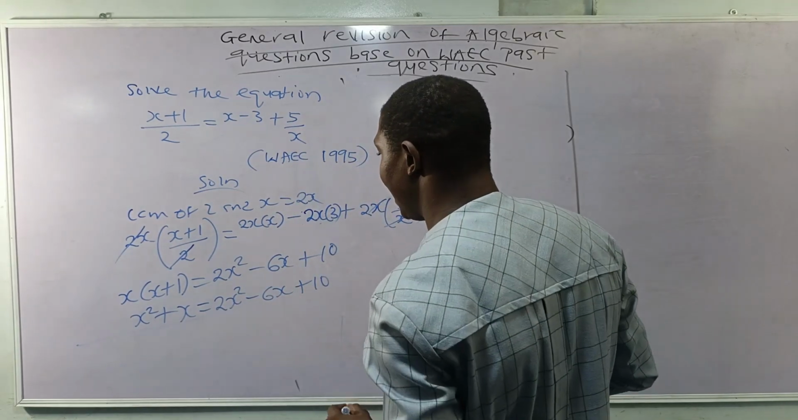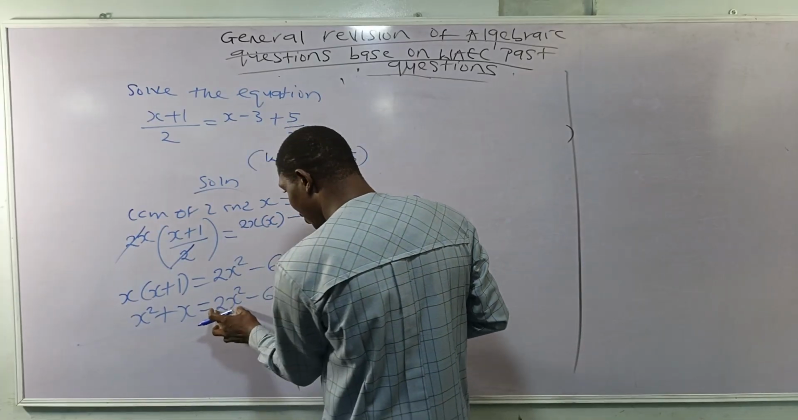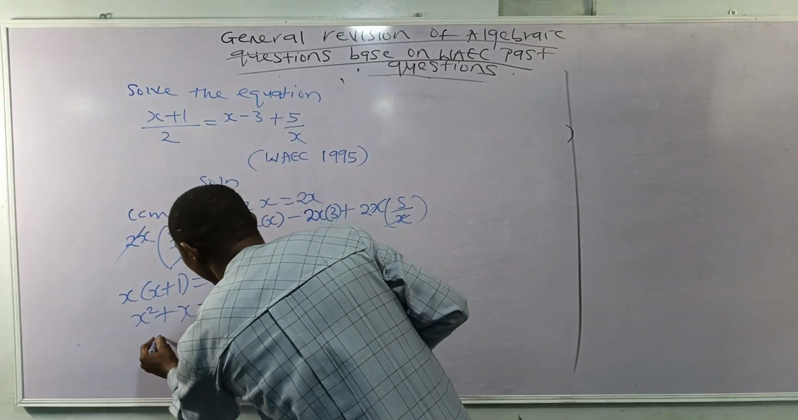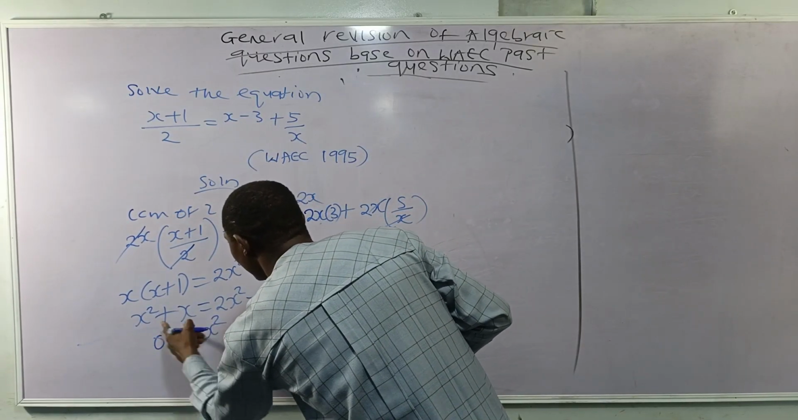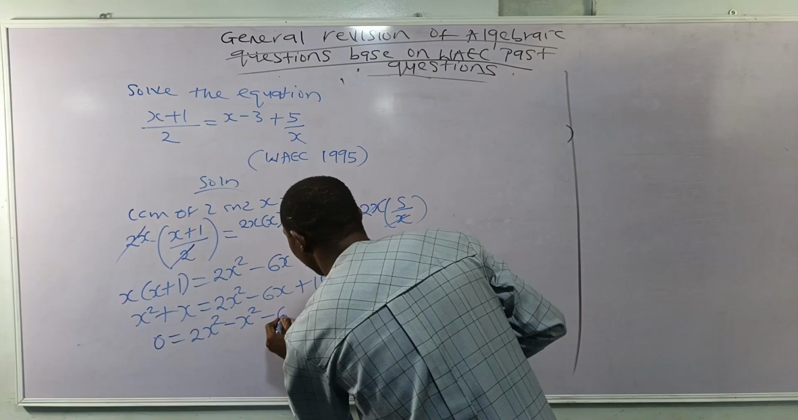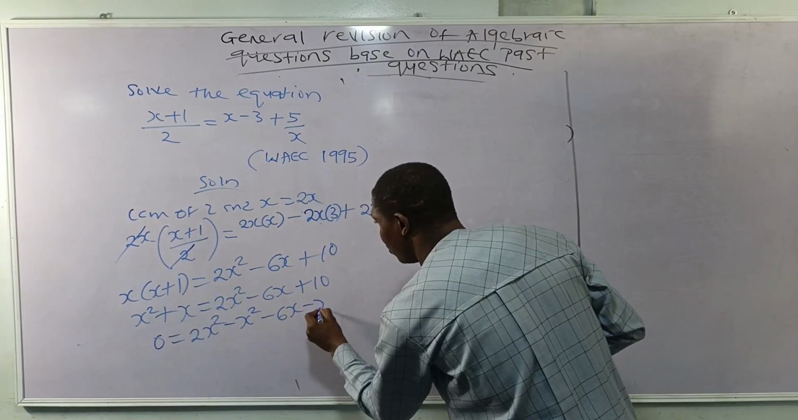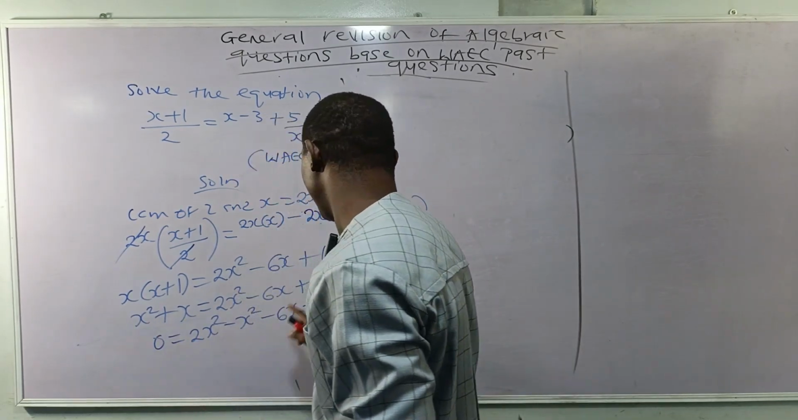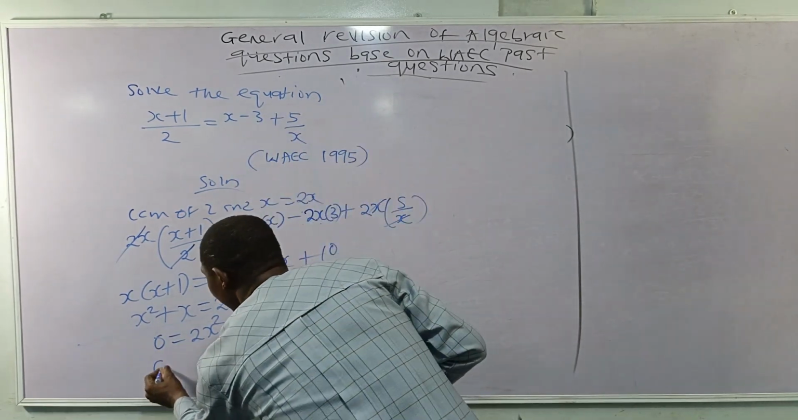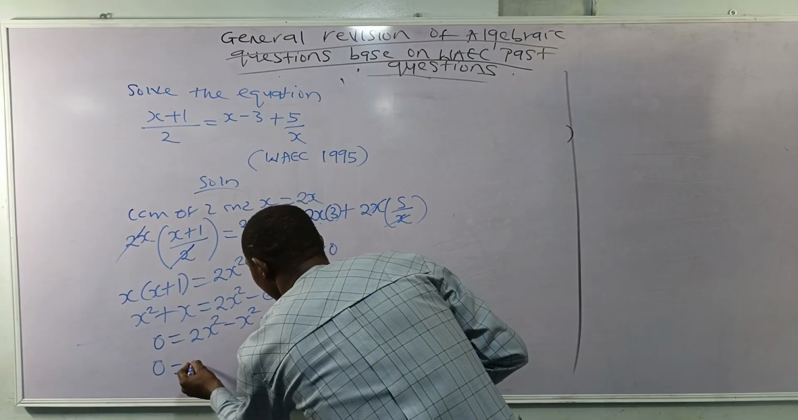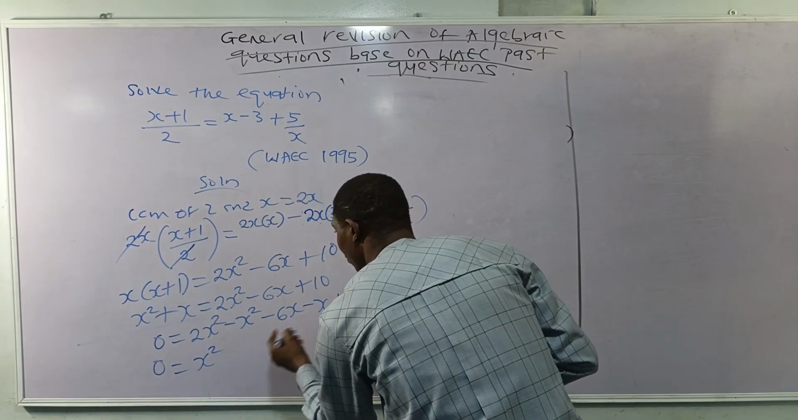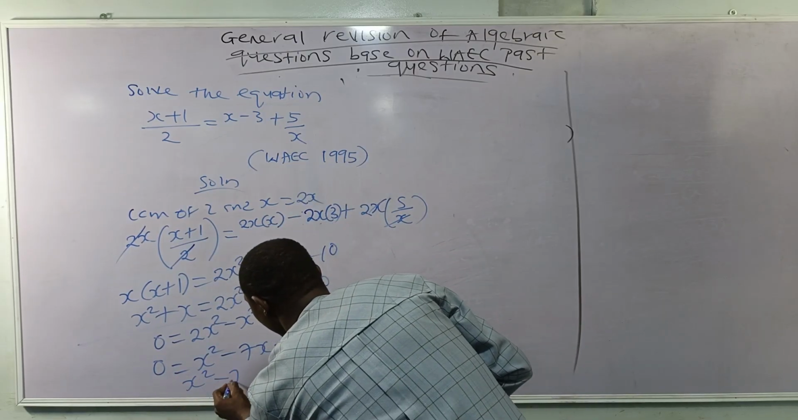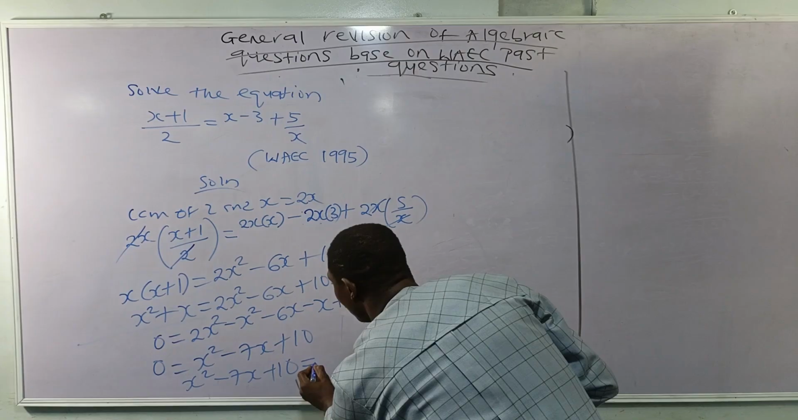Now I'll rearrange. Since 2x squared is bigger than this x squared, it's better I push everything to the right. So let me have 0 equals 2x squared minus x squared, minus 6x. Bring this to the other side, minus x, plus 10. How many 10s do I have? 1, 2, 3, 4, 5. How many do I have here? 1, 2, 3, 4, 5. So we have 0 equals 2x squared minus x squared, which will give me x squared, minus 6x minus x will give me minus 7x plus 10. So this is the same as saying x squared minus 7x plus 10 equals 0.